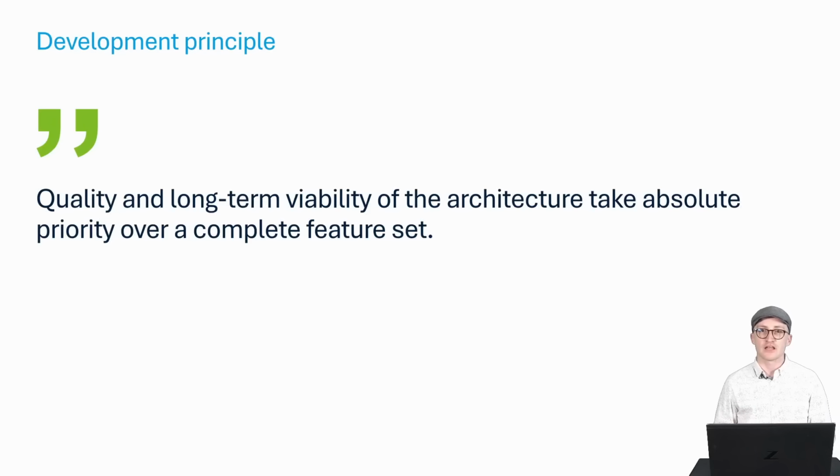Quality and long-term viability of the architecture take absolute priority over a complete feature set. We made a conscious decision not to repeat the experience of the CODESYS 2 to CODESYS 3 transition, where a great deal had to change at once. Instead, we invested heavily in getting the foundations right: the compiler, the editor integration, the file-based storage and client-server architecture, as well as the extension model.